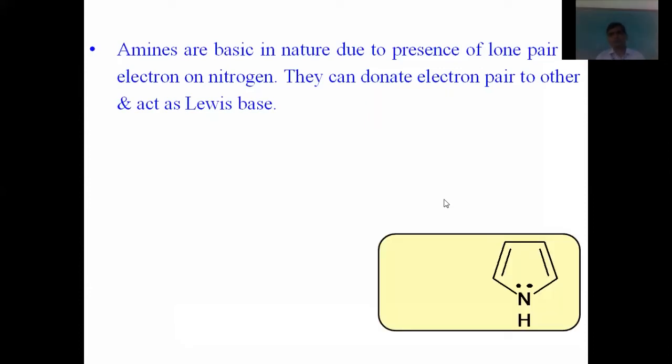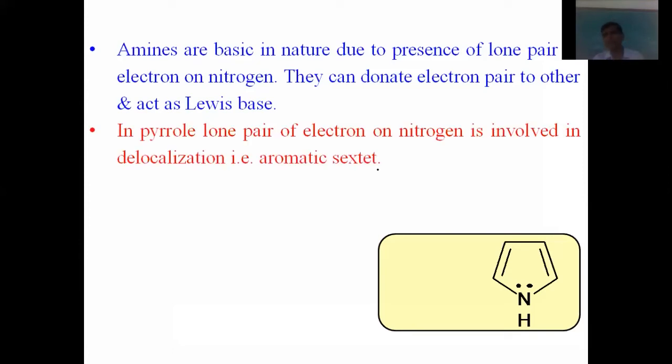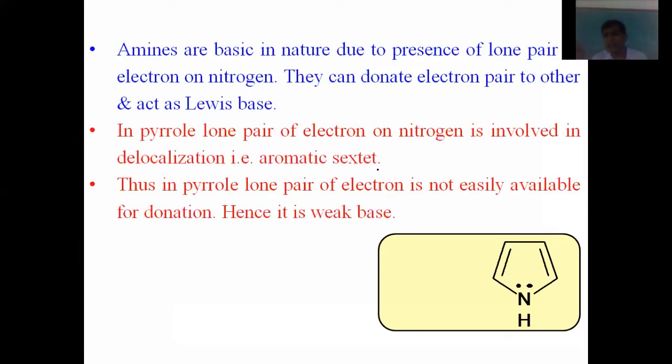Okay, let us see the example of pyrrole. In pyrrole, nitrogen has a lone pair of electrons, and we know that this electron pair is involved in the delocalization. We have studied how the lone pair of electrons on the pyrrole is involved in the delocalization. We get a number of resonating structures, and we can simply say that this electron pair is involved in delocalization and the aromatic sextet, and therefore this electron pair is not easily available for donation to another compound. Hence, it is a weak base.